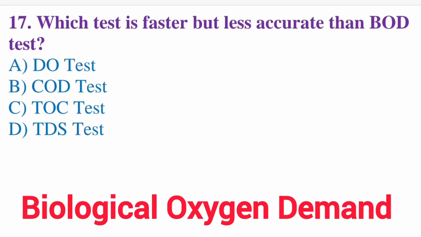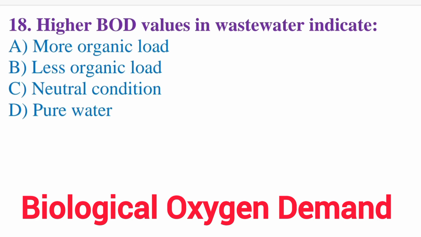Next question, which test is faster but less accurate than the BOD test? Option A dissolved oxygen test, option B COD test, option C TOC test, option D TDS test. So the correct answer is option B, COD test. Next question, higher BOD values in the wastewater indicate option A more organic load, option B less organic load, option C neutral condition, option D pure water. So here option A, more organic load, is the correct answer.